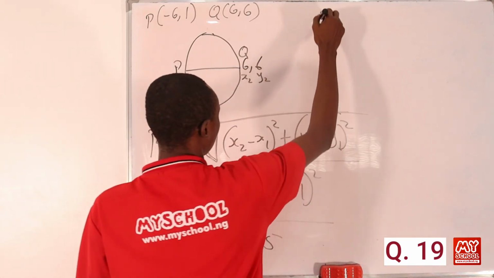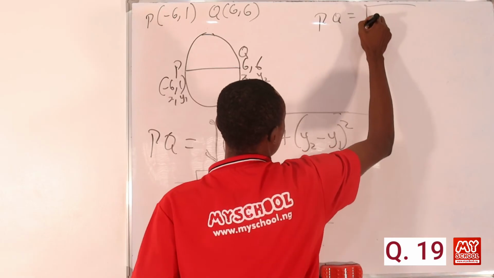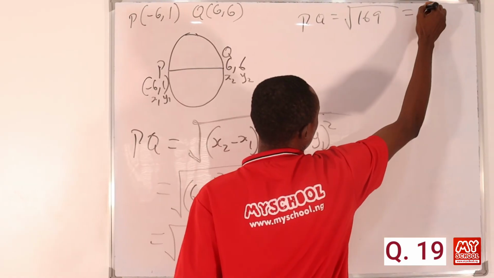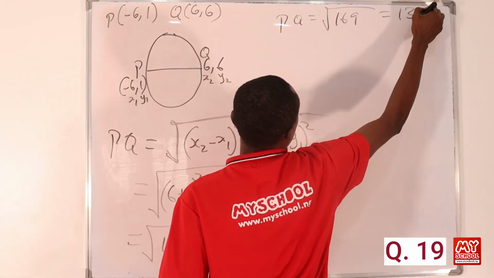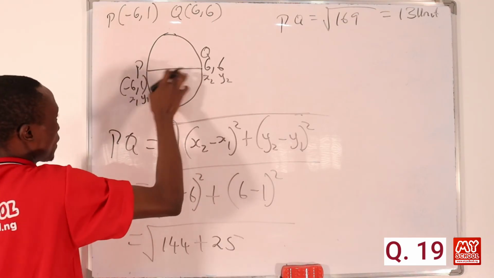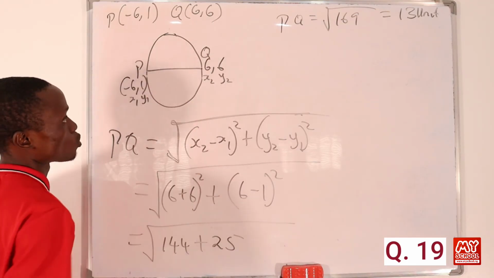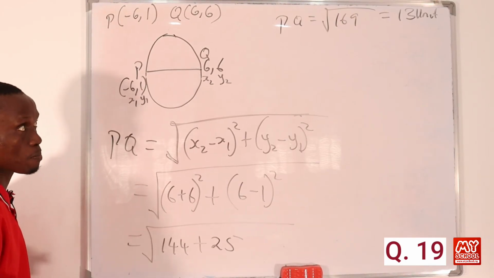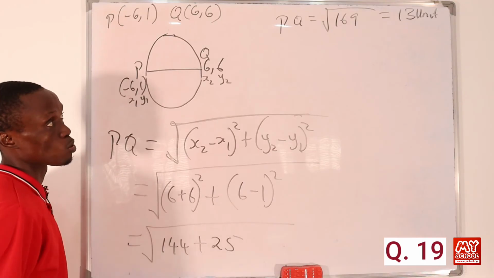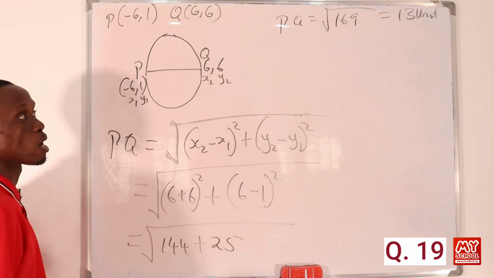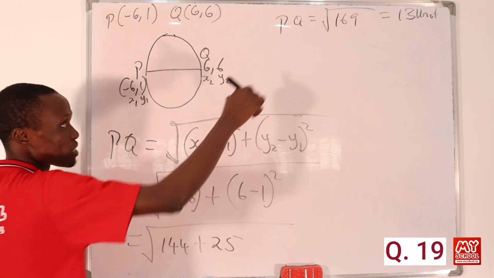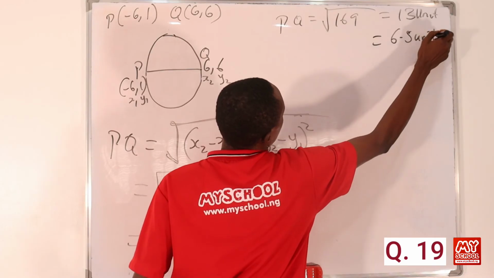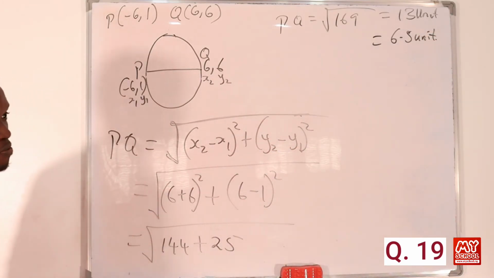Okay, so PQ is equal to the square root of 169, and the square root of 169 is equal to 13 units. So the distance between point P and Q is equal to 13 units. But in this question we are asked to calculate the radius. Now remember that one diameter is equal to 2 radius. So if we are looking for radius when we are given diameter, we simply divide by 2. So we divide this 13 by 2, and that will be equal to 6.5 units. So the radius of the circle is equal to 6.5 units.